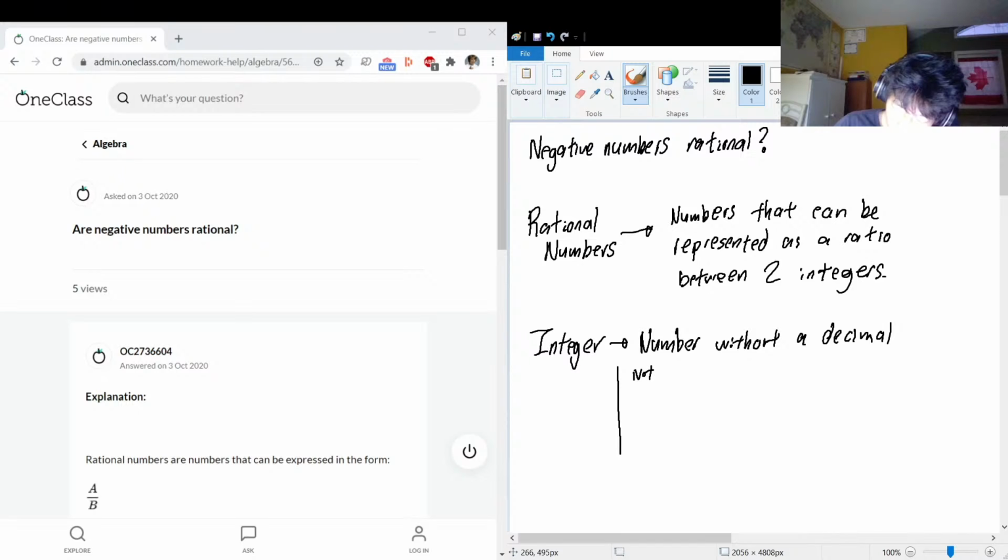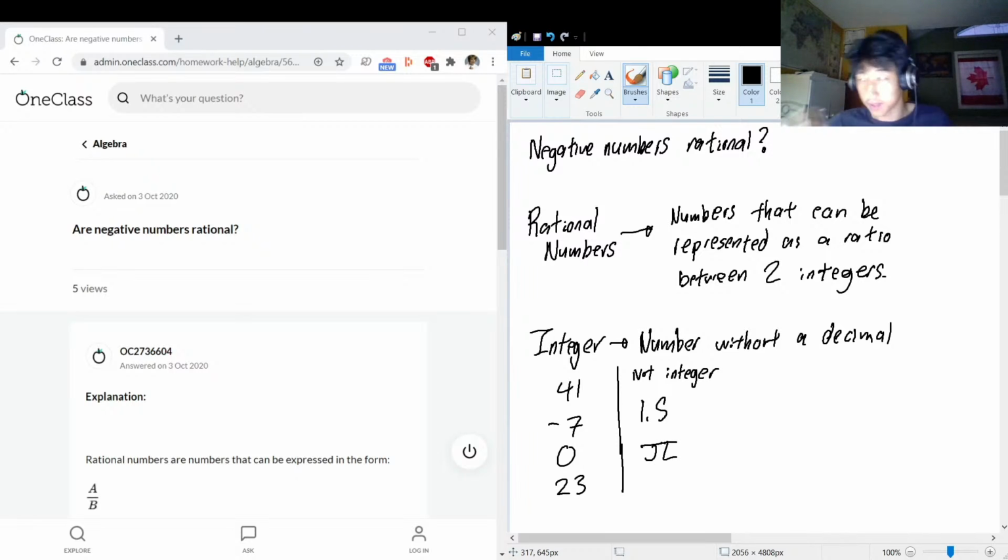Some examples of integers versus not integer. Maybe some integers that you're familiar with: 41, -7, 0, 23. Those are all integers. Something that is not an integer, 1.5. Yeah, not an integer. It's got a decimal part. No decimal for integers. Pi. Definitely not an integer because it's like 3.14159265. Whatever. It's got decimals. It's not a rational. It's not an integer. Okay.